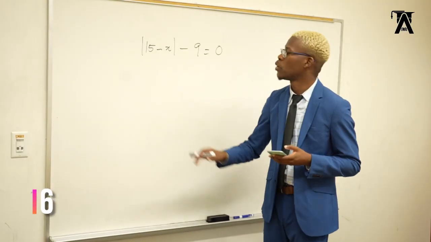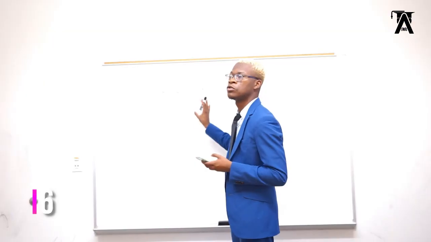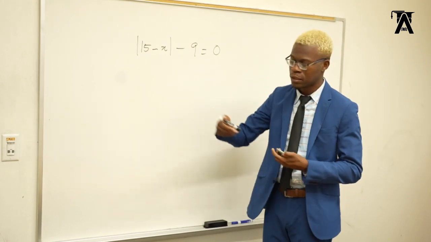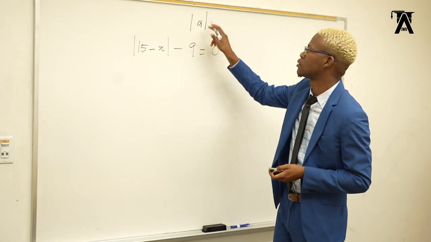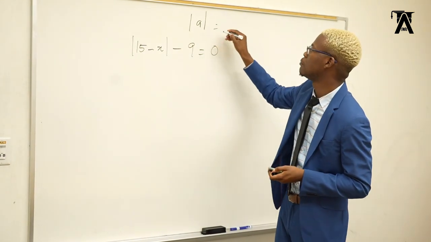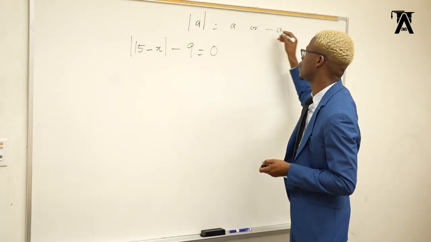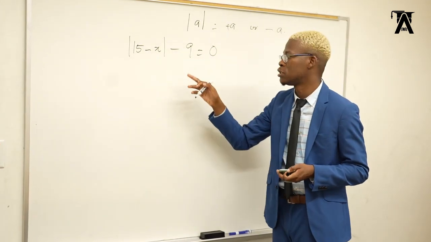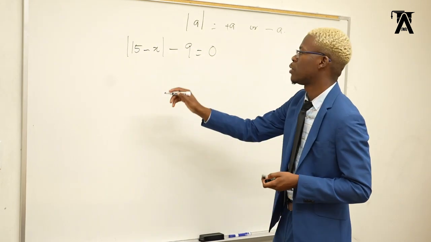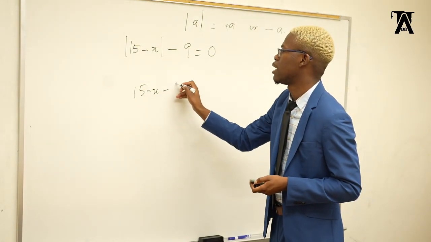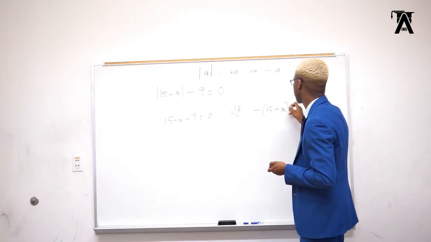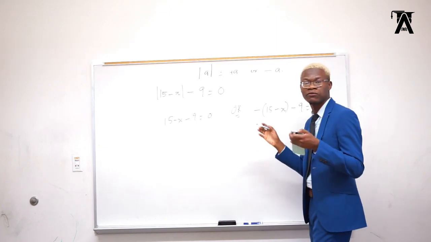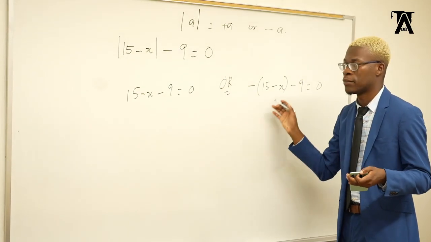All right, question 6, we're asked to find the possible solutions to this equation. Now, there's something I want you to understand about this sign here. All right, this sign here represents, so if you have something like this, modulus A, it means A or negative A. So positive A or negative A. So this equation could mean two things. Now we have 15 minus x minus 9 equals 0, or negative 15 negative x minus 9 equals 0. So we have to solve these two equations and find the solutions.